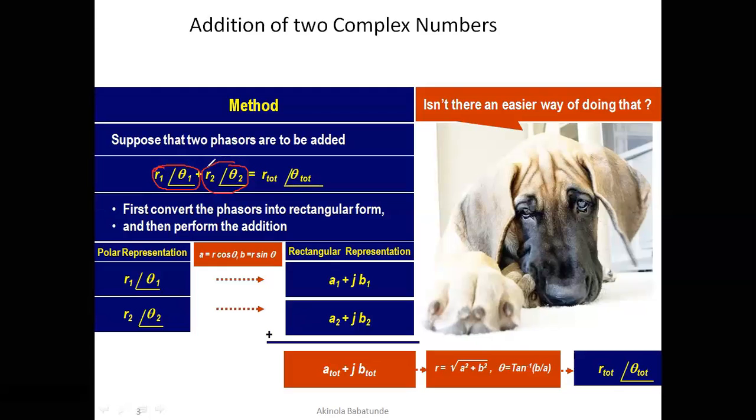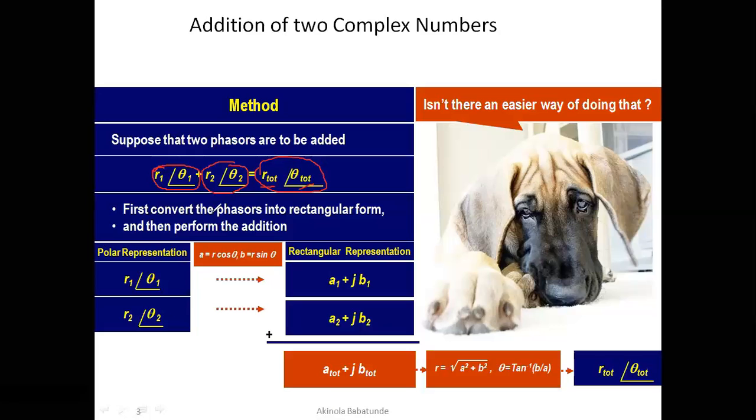So this is what we refer to as phasor representation, or you can also call it polar representation, as you will see as time goes on. If you want to add these two together, what you would have is R total and then theta total. R total represents the total resultant, and theta total represents the total phase or angular phase that we have.